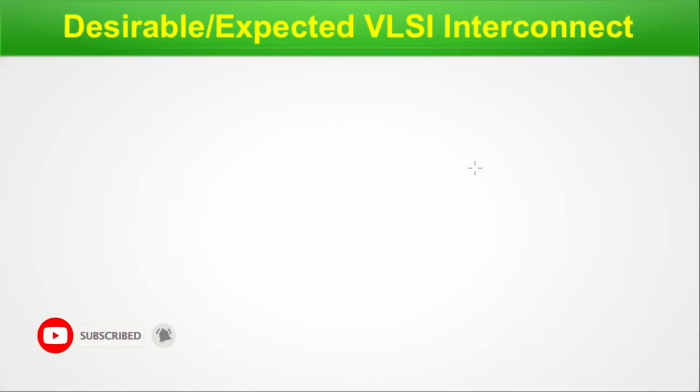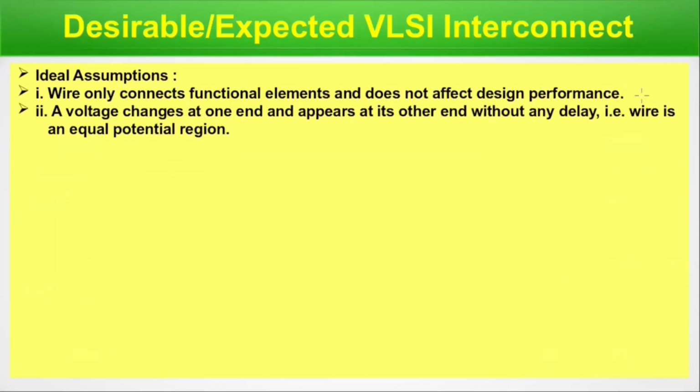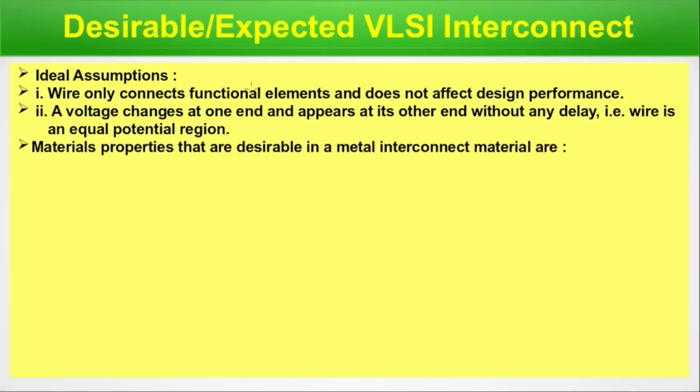Now, desirable and expected VLSI interconnects. We have some ideal assumptions, like the interconnect only connects functional elements and does not affect design performance. That is absolutely wrong. They have a huge impact on design performance or chip performance, and that's why we are discussing this topic today. A voltage change at one end appears at the other end without any delay, as in an equal potential region. We think that it's instantaneous. That's not so. It is obviously a function of time and a function of frequency. These are basically the ideal assumptions. In reality, it doesn't happen.